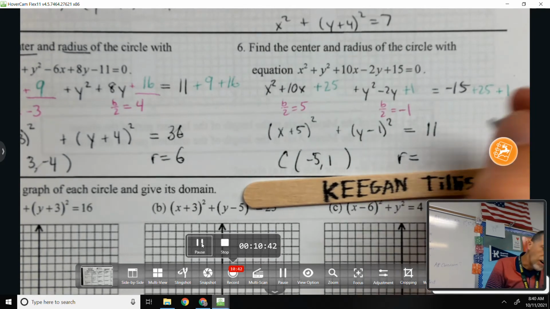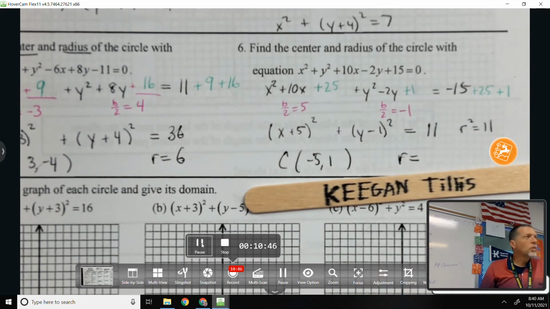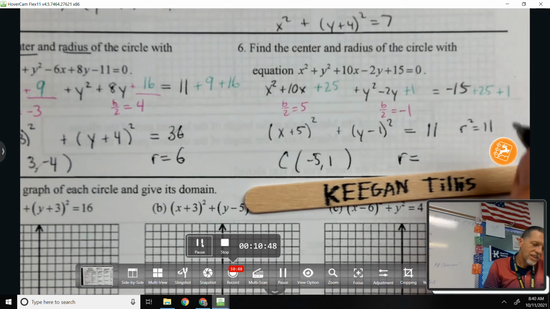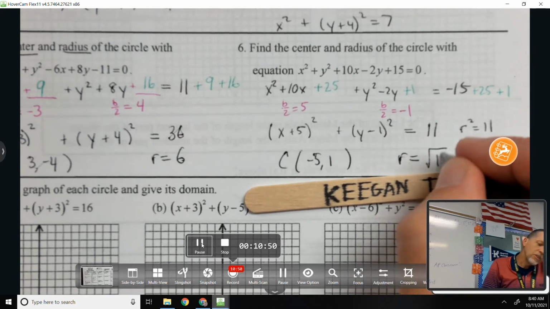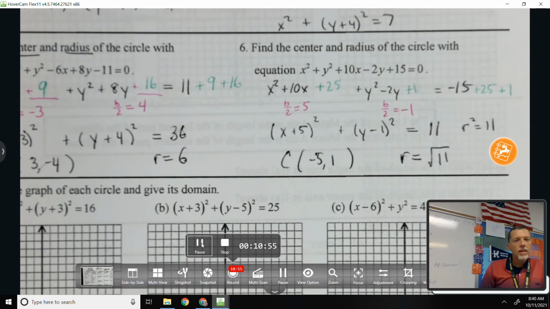So r squared is 11. So square root both sides. And just put the square root on it and just say it's square root of 11 and be done with it. Can we do that for all of it? Well, when it comes to graphing, like we're going to do next, that'd be a little bit tricky.